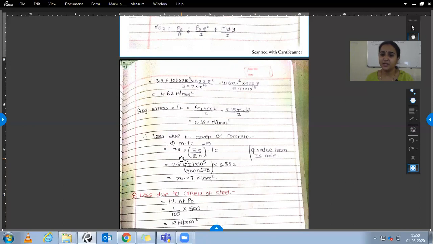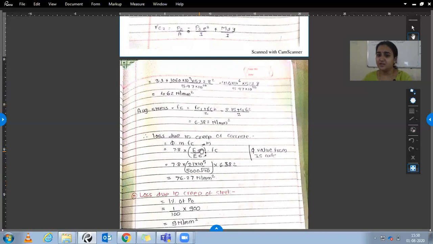and phi is the value which we have taken from the IS code. If it is given, then we can take it directly. Here we are not given that phi value, so we can use it from the IS code. Okay, so this is the loss due to creep of concrete.